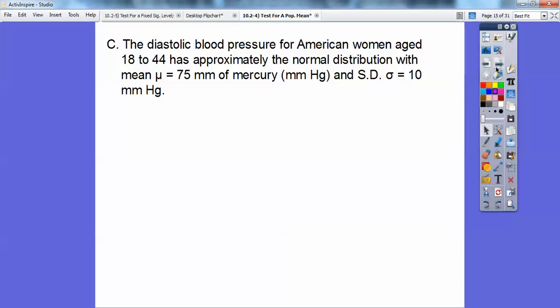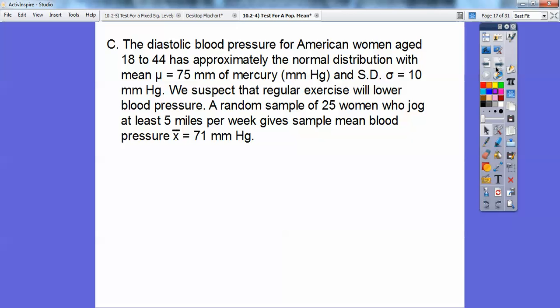The diastolic blood pressure for American women aged 18 to 44 has approximately the normal distribution with population mean of 75 millimeters of mercury and standard deviation of 10 millimeters of mercury. Okay, and we suspect that regular exercise will lower the blood pressure. Well, I think so too.